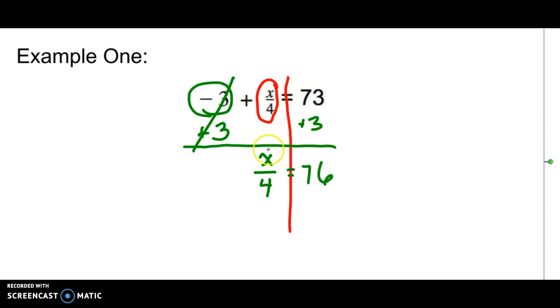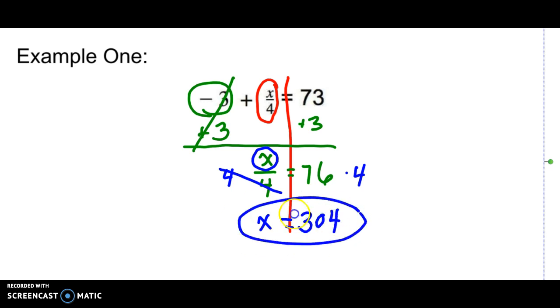Now we just need to isolate that x by itself. It's currently being divided by 4, so to undo that, I need to multiply by 4. I'm using that little dot there to represent multiplication, which means I also need to multiply the other side by 4. That will cancel these 4's out, making it just the one x we want, and then 76 times 4 gives me x equals 304.